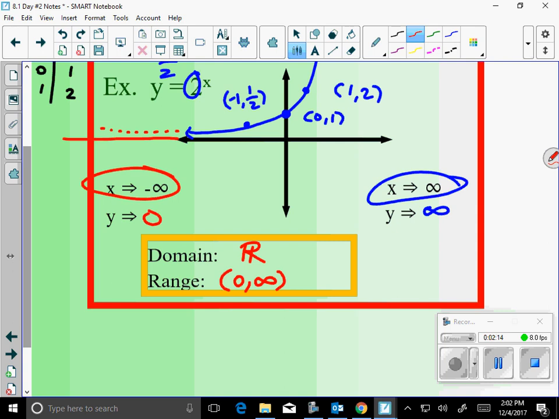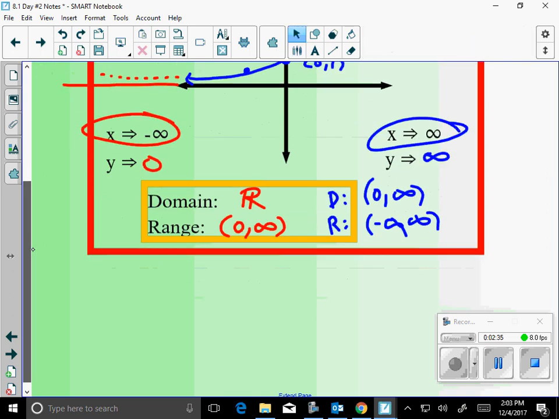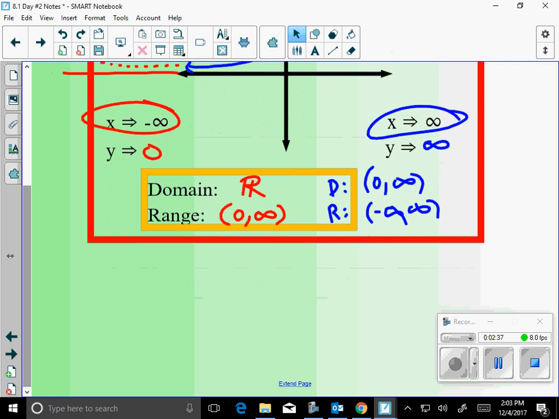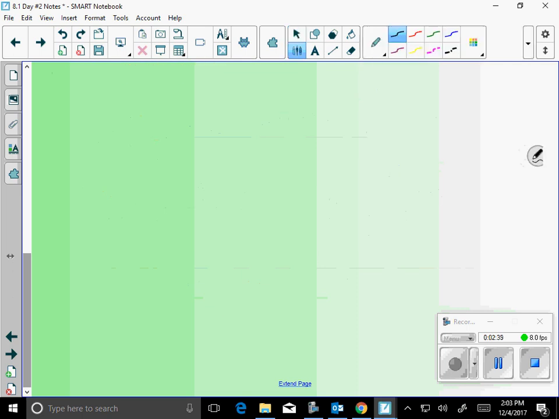So what would the inverse domain and range be? Flip them, right? So 0 to infinity and all real numbers, or -infinity to infinity. I want to show you what the inverse would look like. I'm going to show you how to get there. I'm actually going to stay on this slide.